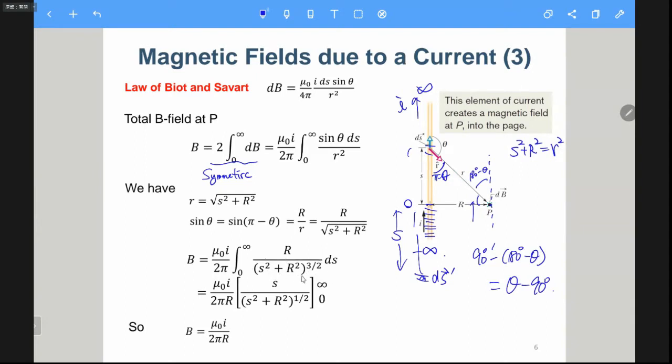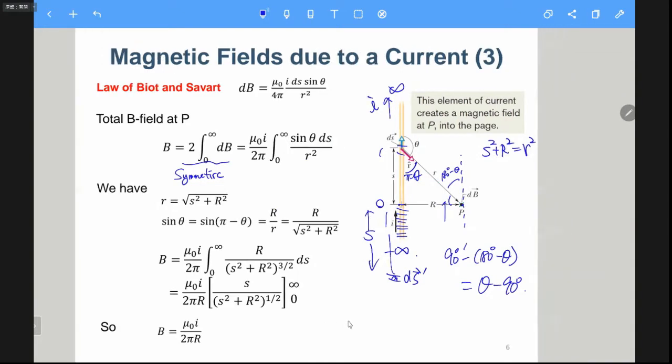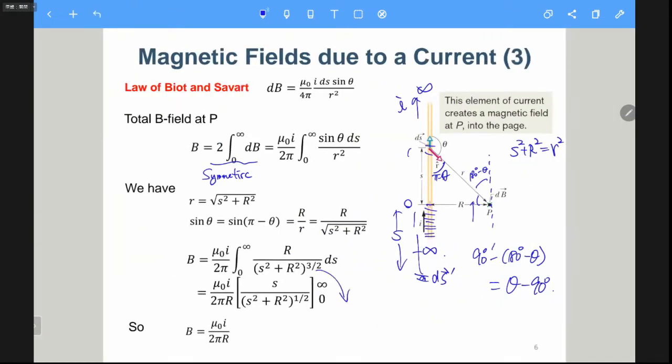Okay, so this integration needs a variable change: we change s to be capital R times tangent theta, and then ds equals R secant squared of theta d theta. Then you plug all this in, and finally you can find this integration to be like this. And finally, we need to evaluate this term from 0 to infinity.